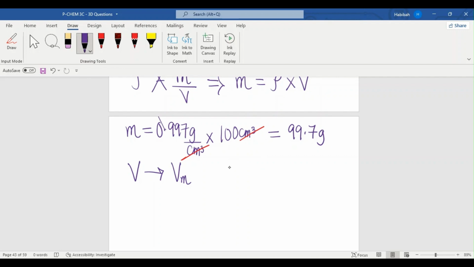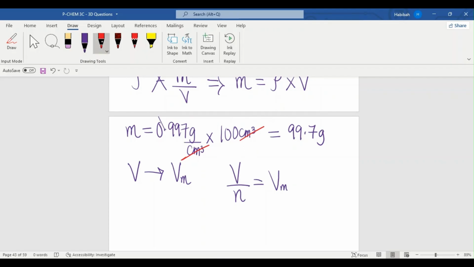Let's not forget that in order for us to go from volume to molar volume, we have to have the volume divided by the number of moles to give us the what? The molar volume. So this is how it's done. Now we have mass, okay? We have the mass. Now you may be wondering, why do we have the mass?